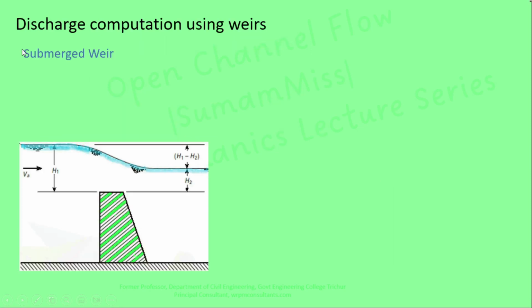Now let us discuss the discharge computation of submerged weir. If the downstream water level is above the weir crest, then we call that weir a submerged weir. In the case of submerged weir, discharge capacity is more. So during the flood, the weir is in submerged condition, and the flow over the weir crest adjusts in such a way that it increases the maximum discharge capacity so that flow is easily diverted into the downstream side.